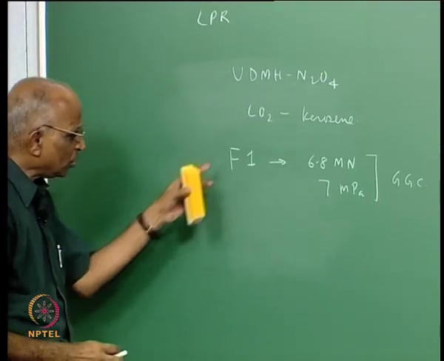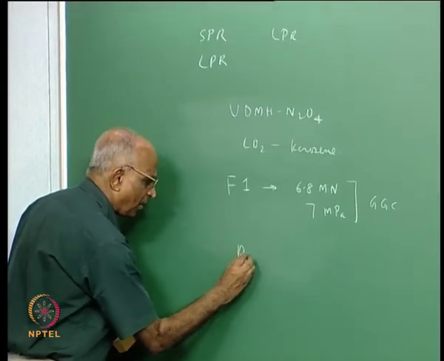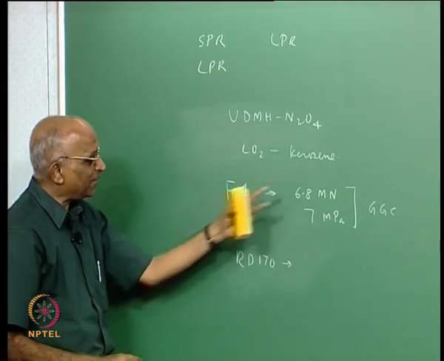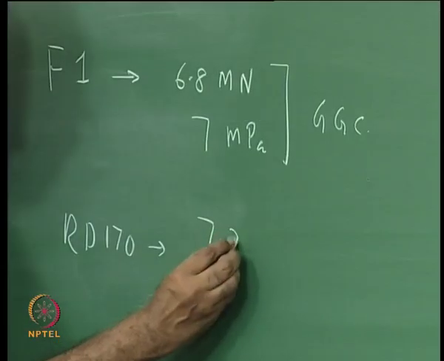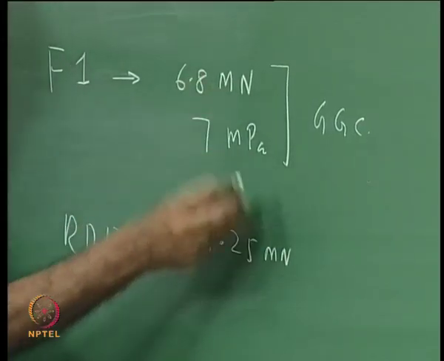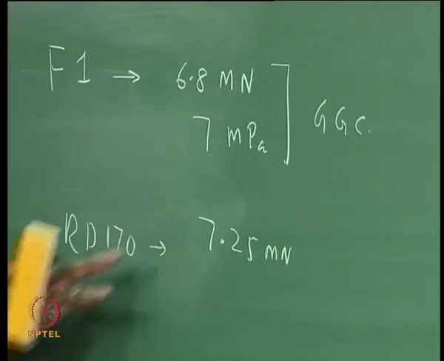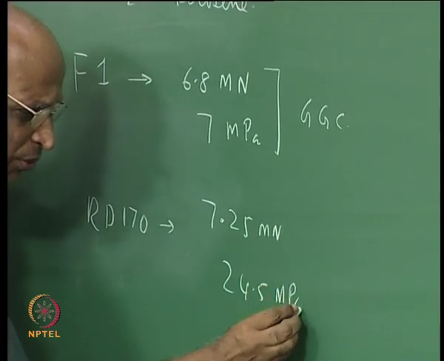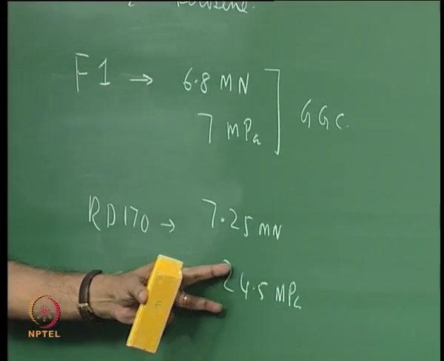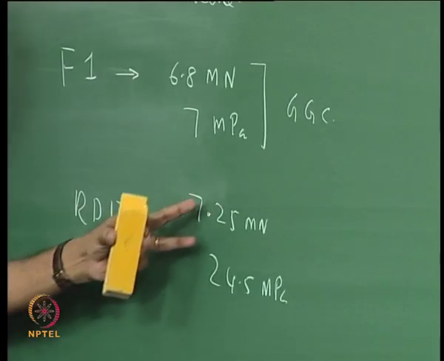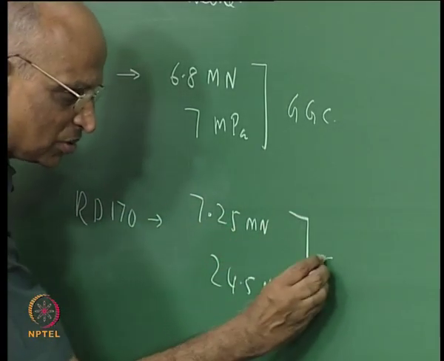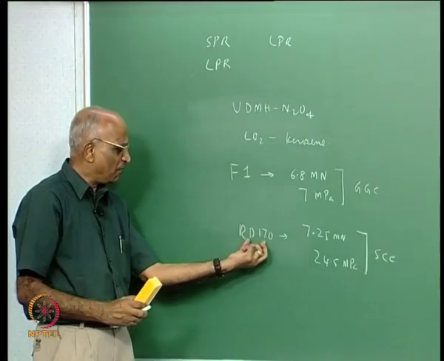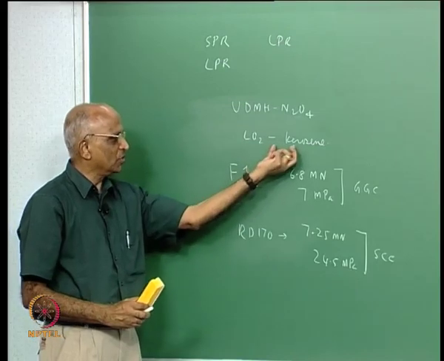Another rocket which is also used as a booster is the Russian rocket known as RD-170. The beauty is it has a higher thrust than this, of the order of something like 7.25 meganewton, maybe same class, but the chamber pressure is extremely high, of the order of 24.5 megapascal, that is something like 240 bar as it is. And since it is a high pressure with a large thrust, we use the staged combustion cycle engine. Therefore, these are the two examples of very large rockets which use liquid oxygen and kerosene.